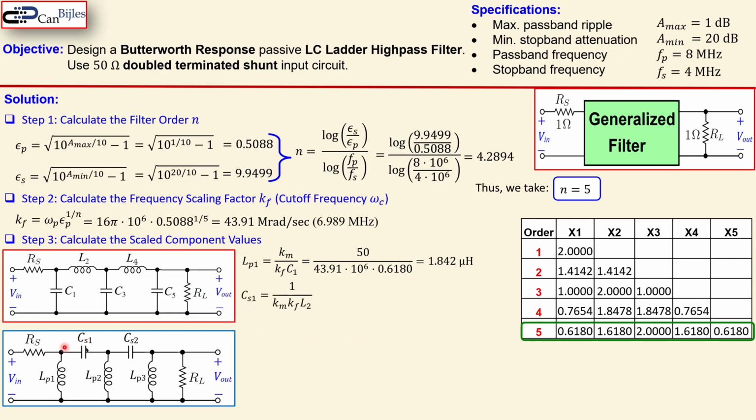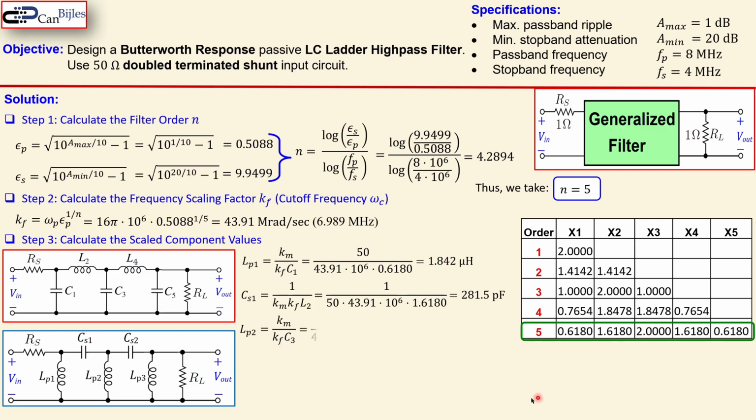Now for the CS1, which is this, the second value is 1 over Km times Kf times L2. Again, L2 is this 1.6180. You just substitute the values for everything here and you now get 281.5 picofarads. Now similar for the LP2, again Km over Kf, but this time with C3, which is then this 2.